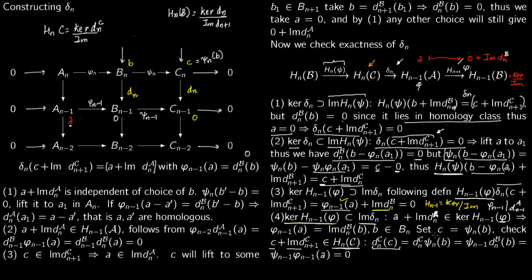So you set C as psi n of B. Now we have to check that C lies in Hn of C. That is, we are saying that the kernel lies in the image of delta n. So it lies in the image here. So you put dn on C here and we have to show this is 0. That is the definition. Now going from here to here, instead of C you write phi n of B. You have written this.